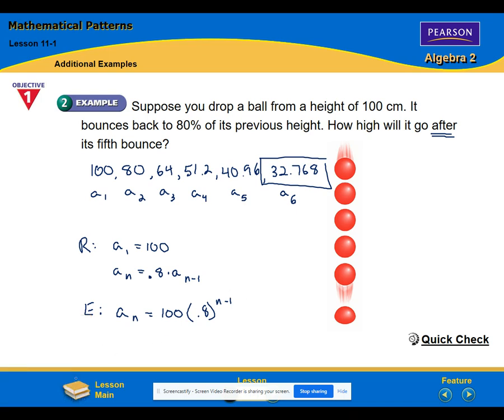Okay, so that should be enough for you to do the lesson. Again, remember that there is the possibility that it will neither be arithmetic nor geometric. And if that's the case, just try to answer the question as you can. A lot of them will fit into one of these two categories.